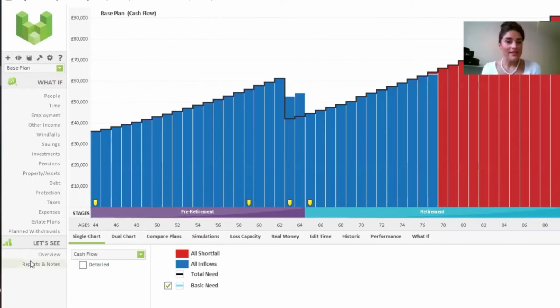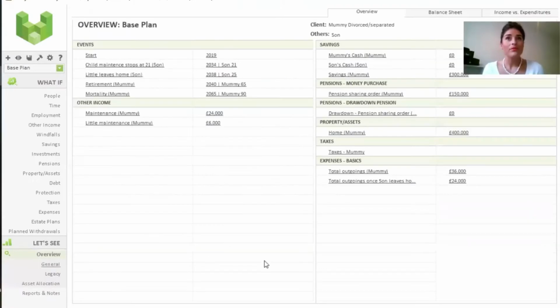Now, this is an example client. It is a lady who is divorced. She is 45, and this is basically her fact find and her plans for the future. Her main concern is whether she can maintain her current standard of living for the rest of her life without running out of money.